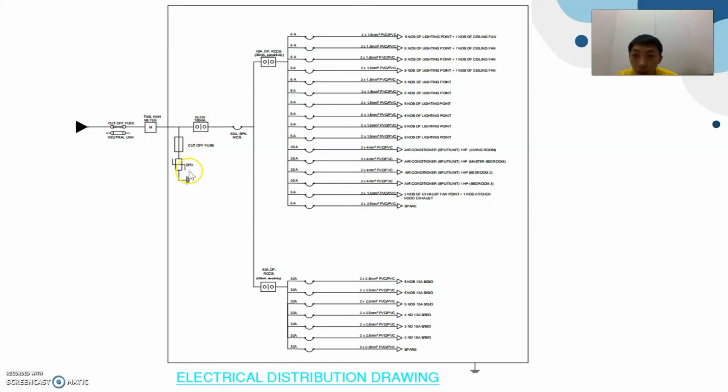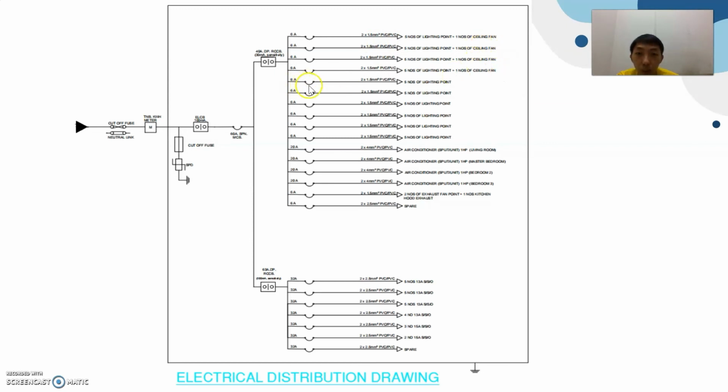This is the SPD. This is the 60 ampere MCB, which is the miniature circuit breaker. This is the 40 ampere RCCB, which is the residual current circuit breaker. And this is the 63 ampere RCCB. As you can see, with the 40 ampere RCCB, they have the 6 ampere circuit breaker with PVC pipe with 2 times 1.5 mm square to control the 5 lighting points plus 1 ceiling fan. And this 4 is the same.